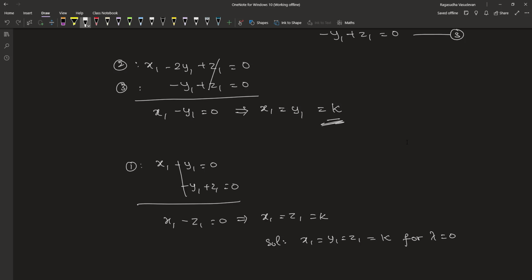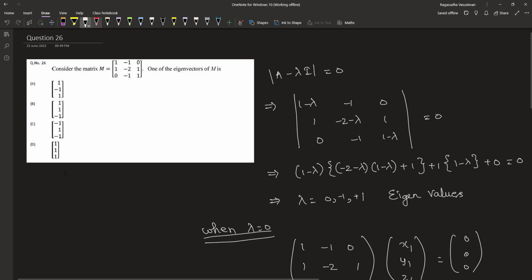So, all three components of the eigenvector are equal. The solution set matches with the last option where x1 is equal to y1 is equal to z1. So the correct answer is option D.